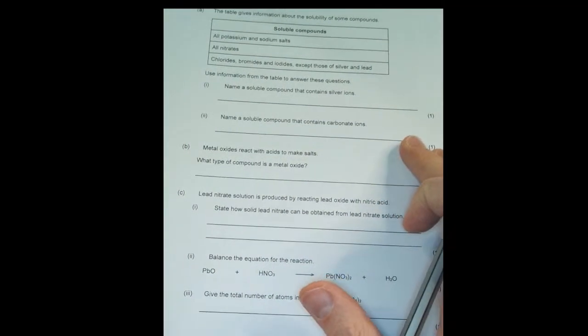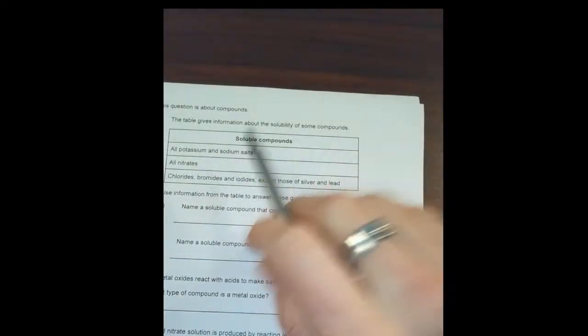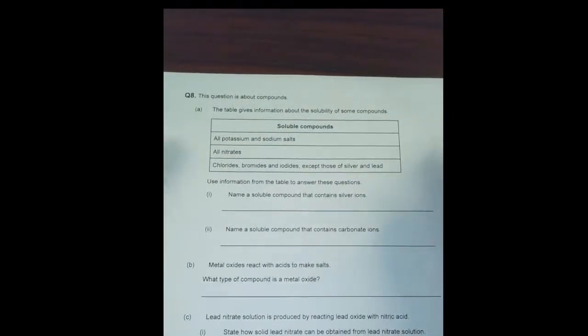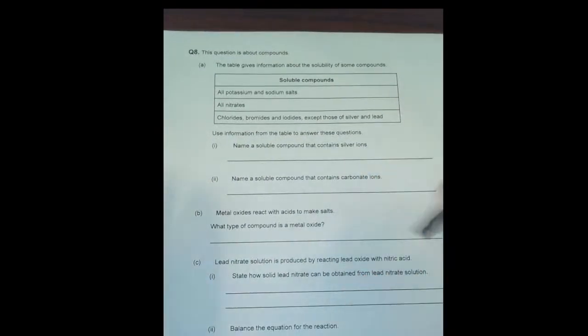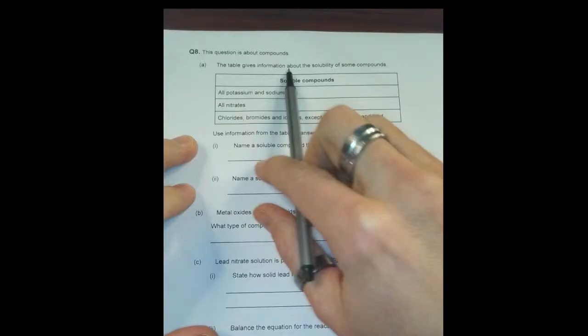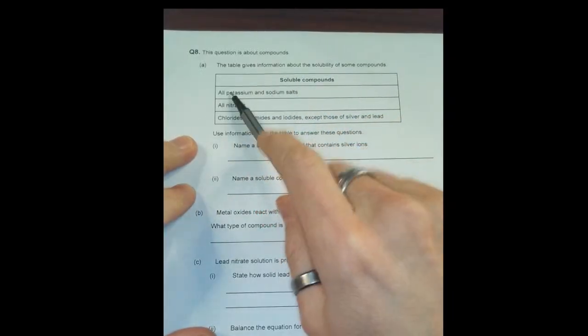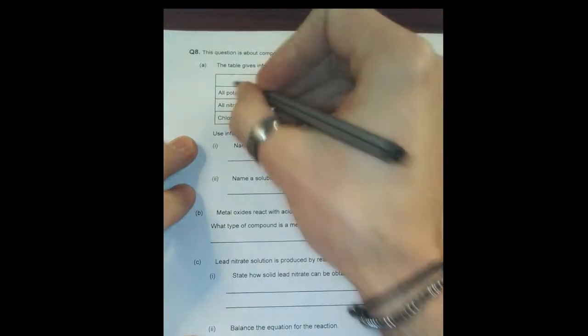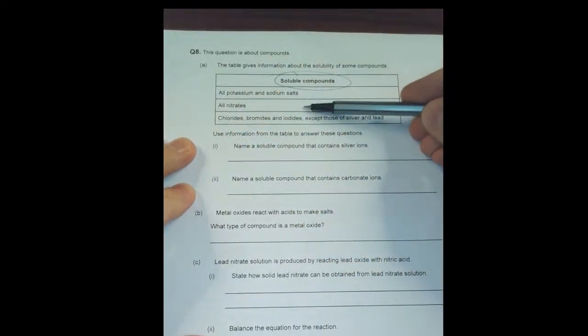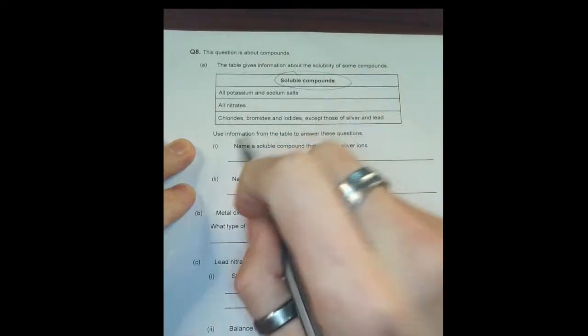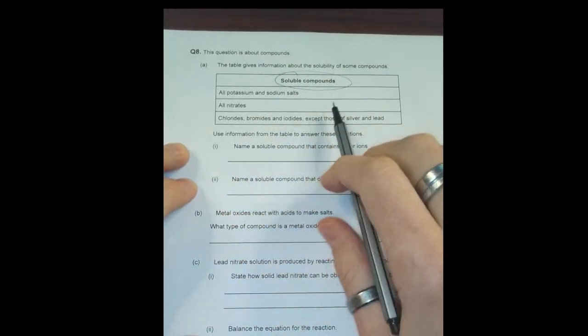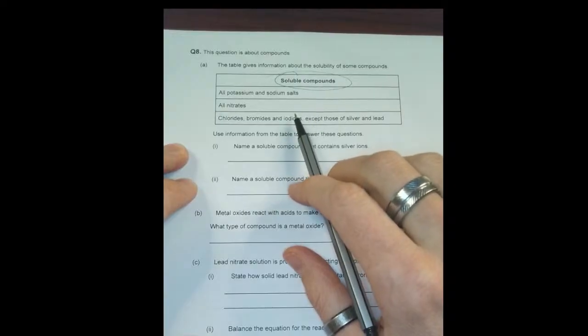Question 8. Right, this is just whether or not you can interpret data that you've been given. So the table gives the information about the solubility of some compounds, all potassium and sodium salt. So these are all soluble compounds. It's telling you 3 categories of things that are soluble compounds. And then it asks you some questions that you should be able to figure.